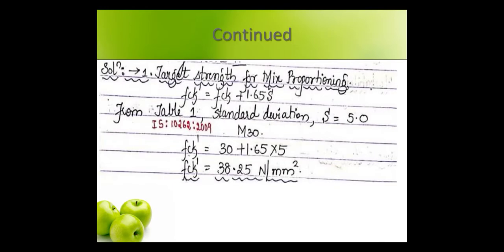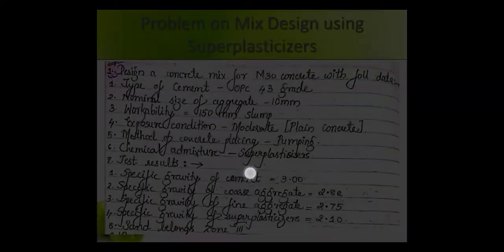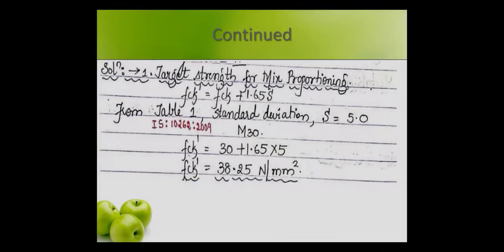Using that formula, substituting the values, we have the characteristic strength 30 plus 1.65 into 5. Once you multiply, you are going to get the answer, that is fck dash, the target strength for mix design. You are going to get it as 38.25 Newton per mm square.